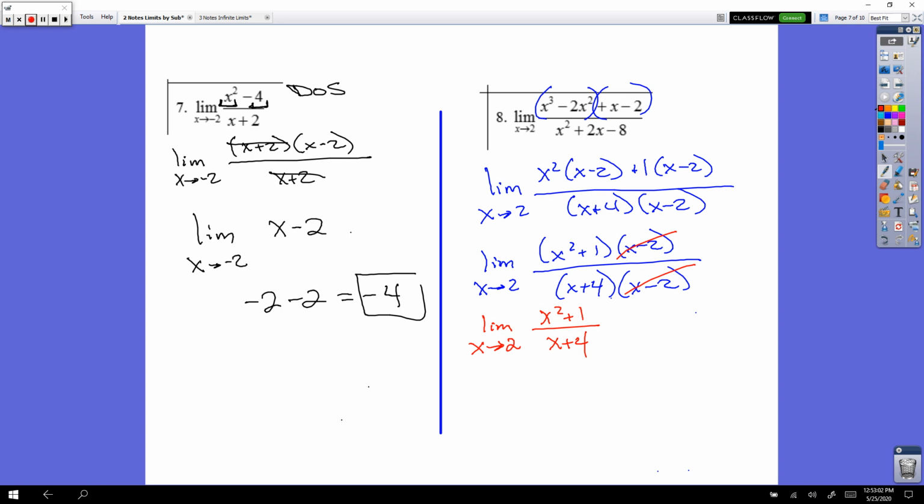I can plug that 2 in, no problem. So on top we would have 2 squared plus 1. On bottom, 2 plus 4. 2 squared is 4 plus 1 is 5. 2 plus 4 is 6. And there's my answer. So that's using factoring to kind of change how the problem looks so that we can plug in safely without having a denominator equals 0.